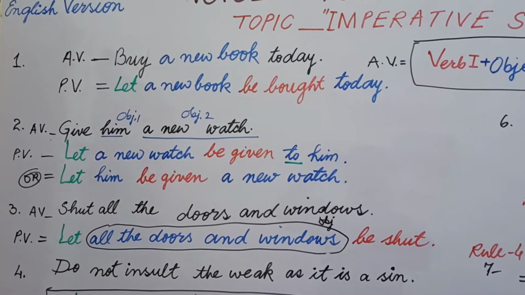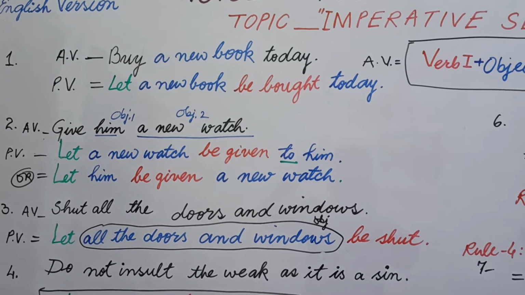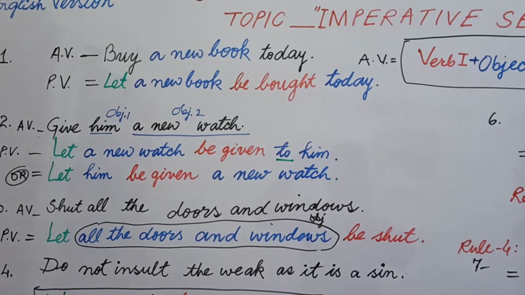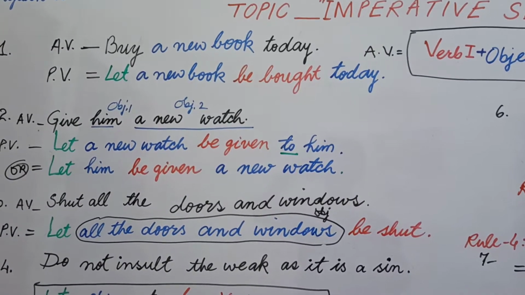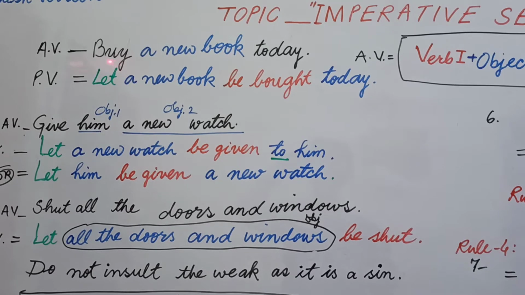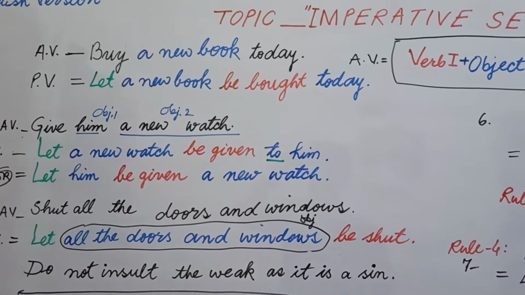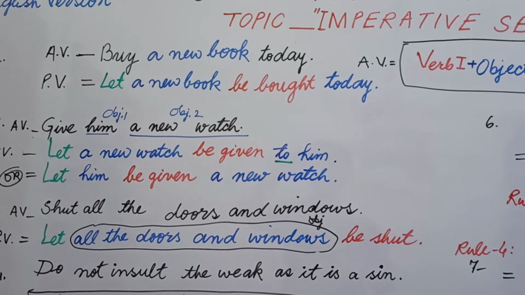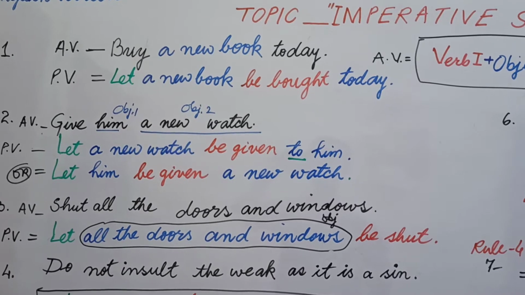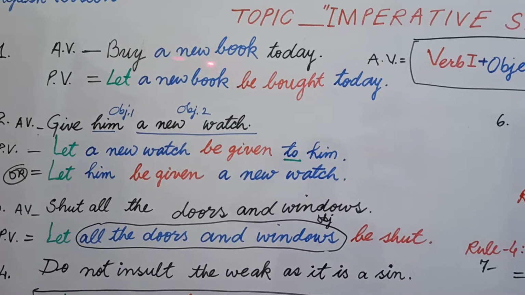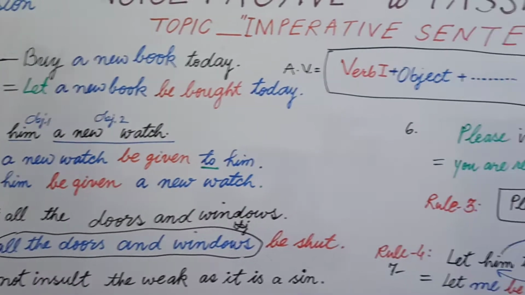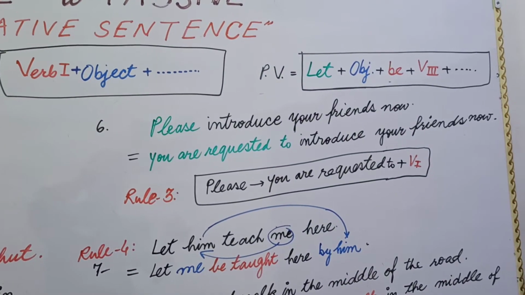The example is, buy a new book today. Before we transform it into passive voice, we have to identify the object and verb in this sentence, and the object is a new book. You know what an object is? Object is the first noun or pronoun after the verb, and this noun is book, and before book you can see new and a. These two words are connected with this noun, that's why these two words are also part of the object. Now the object will come before this verb buy, and you will begin your sentence with let, as I have already told you the rule.